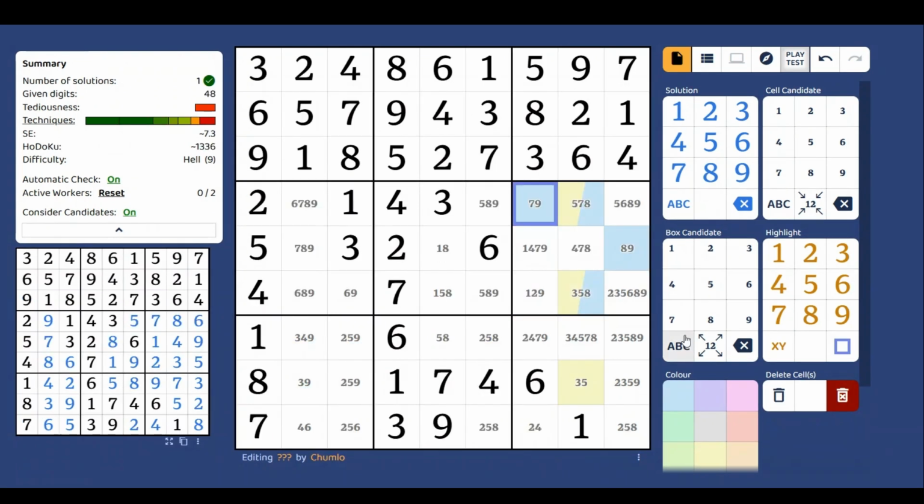But there are a lot of situations where you have extra candidates that prevent us from getting that 4-cell Sudoku.